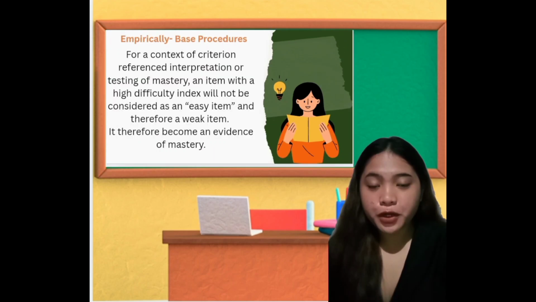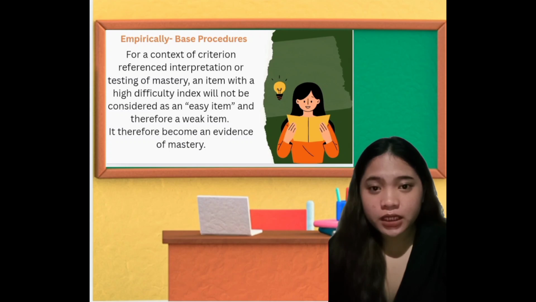So, for a norm reference test, the two indices are related since the level of difficulty of an item contributes to its discrimination. Sa norm reference test, o pagsusulit na ang layunin ay ikumpara ang estudyante sa isa't isa, magkaugnay ang difficulty index o sukat ng kahirapan ng tanong, at ang discrimination index, sukat kung kaya bang paghiwalayin ng tanong ang magaling na estudyante at yung hindi masyado.